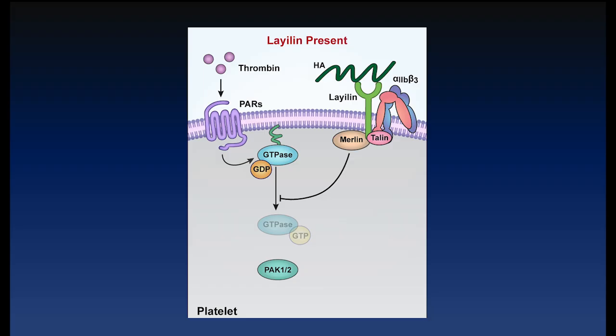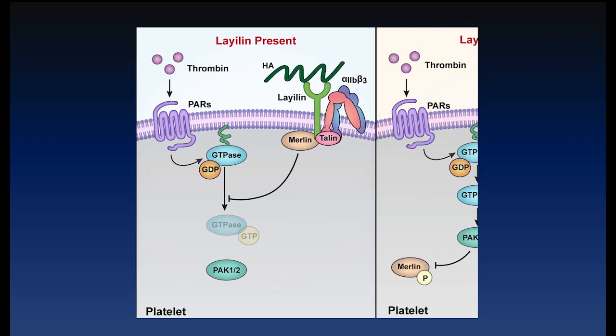So here is a quick schematic summary of where Layilin fits into platelet PAR signaling. Here we have thrombin, which is going to be stimulating this PAR receptor, which will then lead to the eventual downstream activation of a GTPase. However, when Layilin is present, it is able to bind to HA, which then has it bound to Merlin, which then can turn off this pathway. Remember, Merlin is the off button for GTPases, which means that RAC1 and RAC2 never get activated.